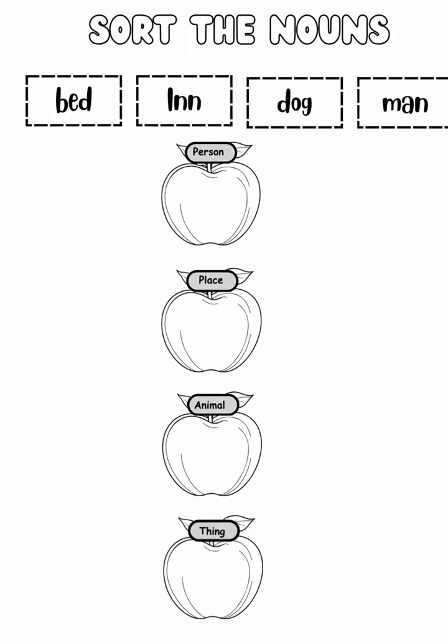Develop classification skills. Students must look at the word bank and write them in the correct column. If a student is confused, ask, "Is a bed alive? No? Then it must be a thing."